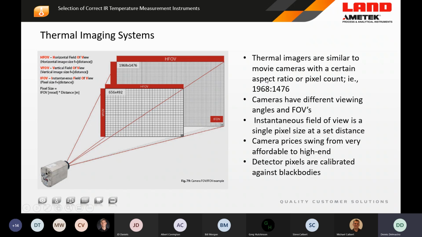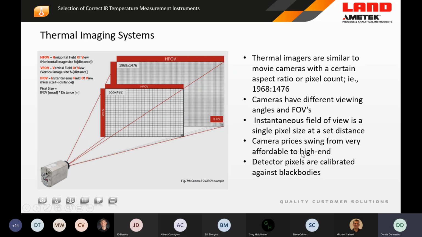They all tend to have similar aspect ratios, or they go by pixel counts. In this case, 1968 by 1476 pixels, that's somewhere around 3 million individual temperature measurements. So you get significant data out with thermal imaging cameras. Now the cameras can have different viewing angles, different fields of view. The instantaneous field of view is a single pixel size at a set distance. It kind of gives you an idea what the resolution is.